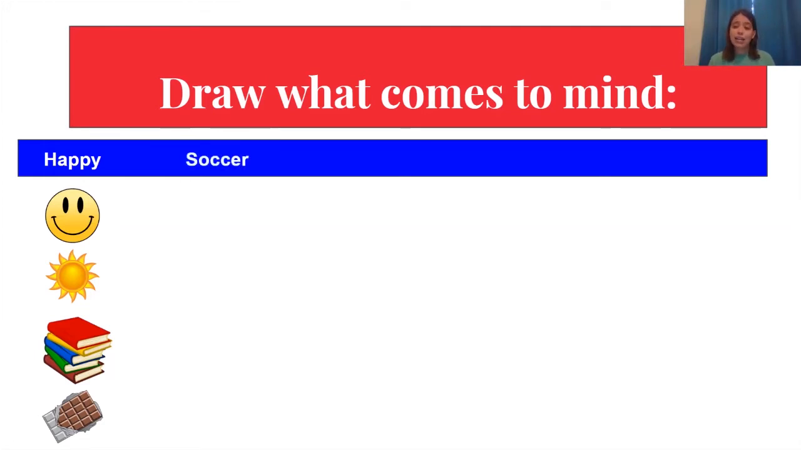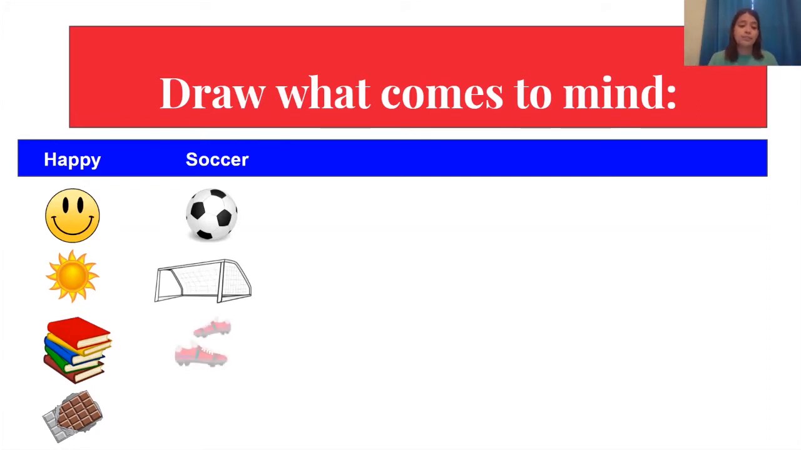Our next word is soccer. When we think of the word soccer, what do you think of? What are some things that come to mind? I have a soccer ball. I mean, that's the first thing that I think of. When you say soccer, I see the soccer ball. Or a goal. Again, when I see something soccer, I think of a soccer ball going into a goal. So obviously, goals are a big part of soccer.